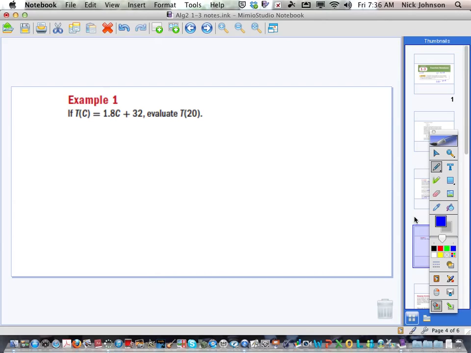So example 1 says, if T of C equals 1.8C plus 32, evaluate T of 20. So T of 20 stands for wherever I see C, I'm putting in 20. So T of 20 equals 1.8 times 20 plus 32.